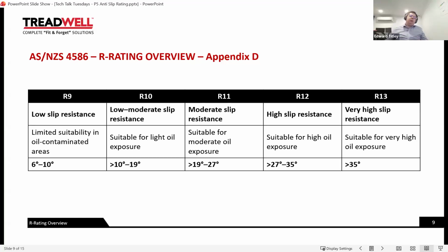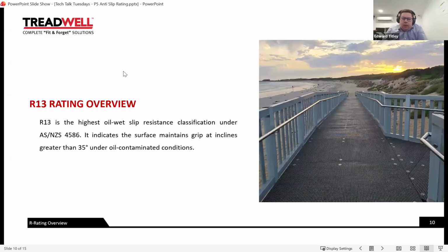But it's important to be aware that just because it's not slippery at that gradient doesn't mean it's not compliant. It doesn't mean that it is compliant, I should say. I'm not sure if that makes sense, but I just want to bring it to everyone's attention. So R13 is what we achieved with our FRP product here. Once again, highest oil incline slip resistance classification under AS/NZS 4586.